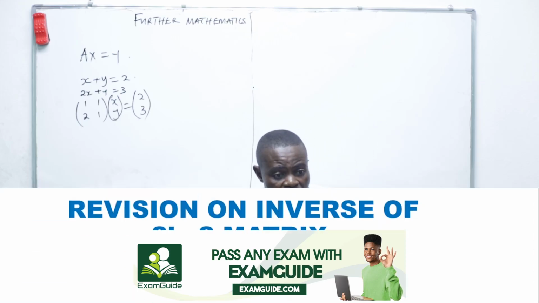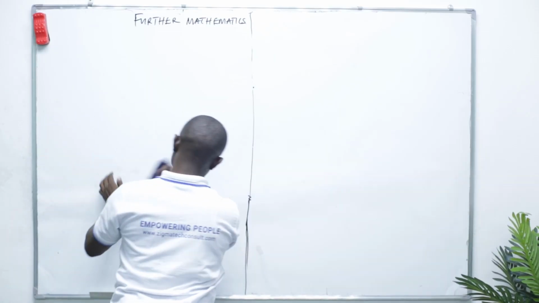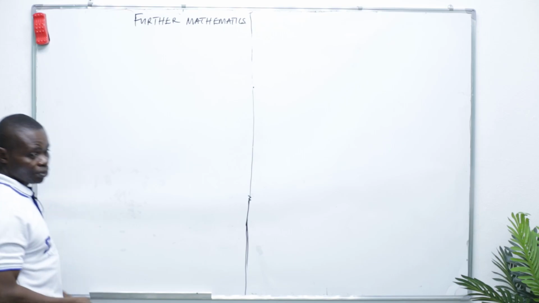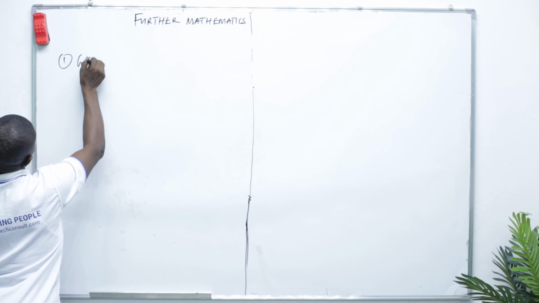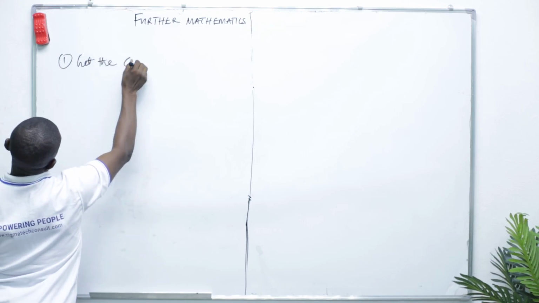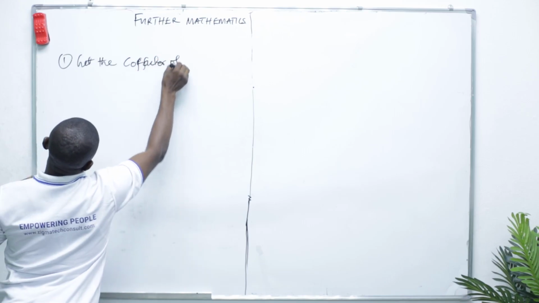Now let's enter the main deal for the day: solving simultaneous equations with the matrix inverse. There are some steps to follow. Begin to jot them down. I will write them one after the other before I start to solve. Steps to follow. 1. Get the cofactor of the matrix.